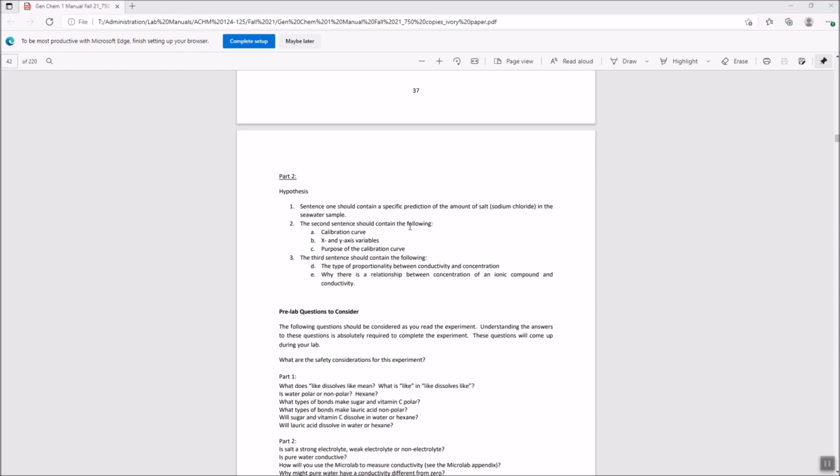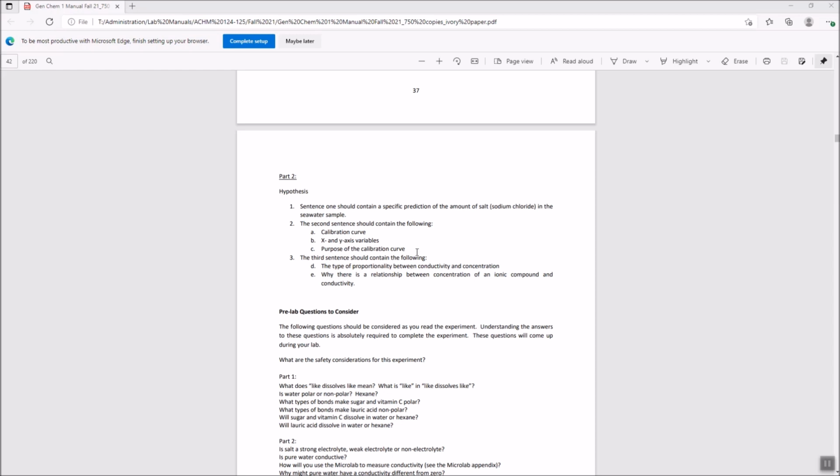The second sentence should contain the following: a calibration curve. What is a calibration curve? What should be on the x and the y-axis? In our case, on the x-axis, we're going to have the concentration of salt in mass percent, 5, 4, 3, 2, and 1%. And on the y-axis, we're going to have the conductivity, and the conductivity is in microsiemens per centimeter. And the purpose of the calibration curve is to relate something that we can easily measure, conductivity, to something that we want to know, concentration. In this case, we want to know the concentration of salt in seawater.